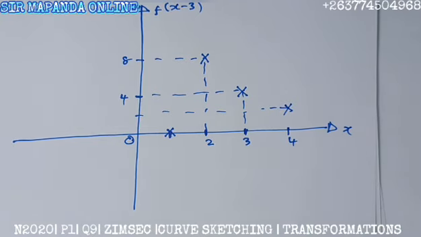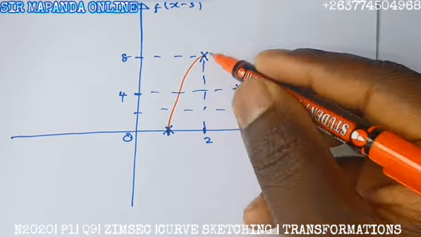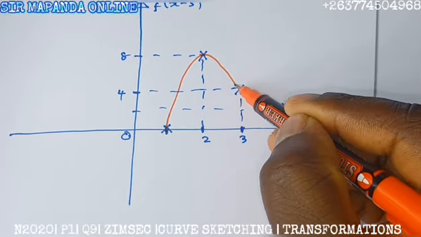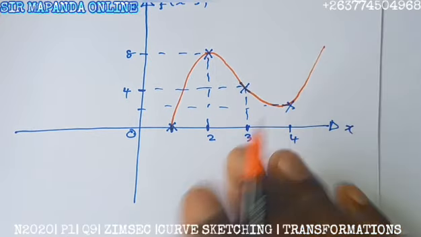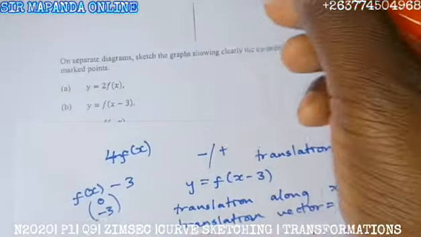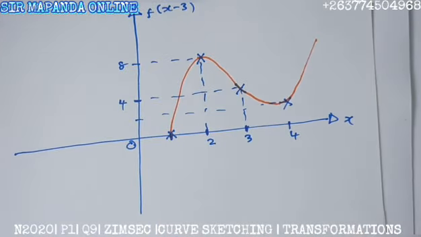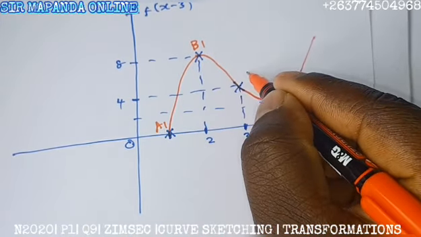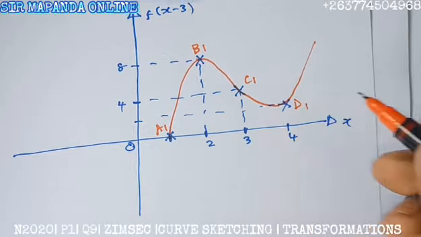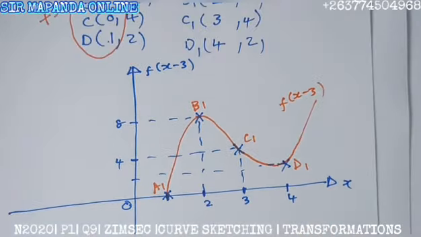Remember, for translation, it maintains the original sitting position. So it means we are going to draw it like this, like this, like this, like this. So you just need to maintain the original shape, sitting position of the shape. So it comes out like this. Do not forget to label A1, B1, C1, and D1. So this is f of x minus 3.